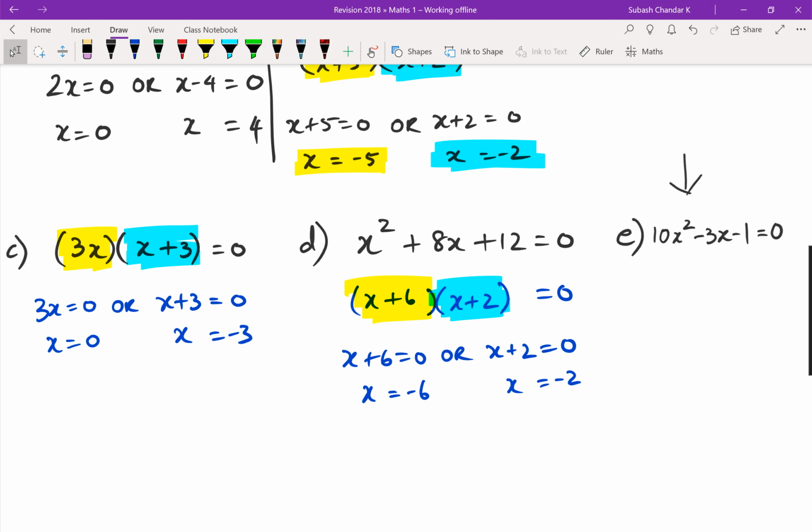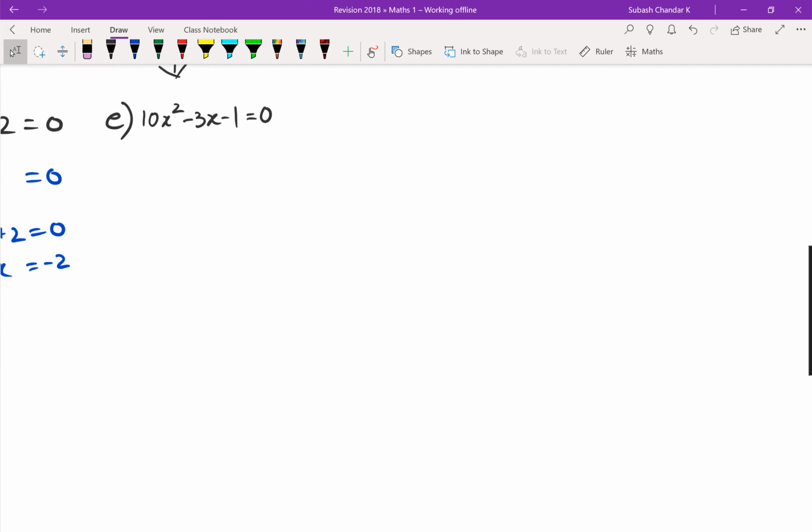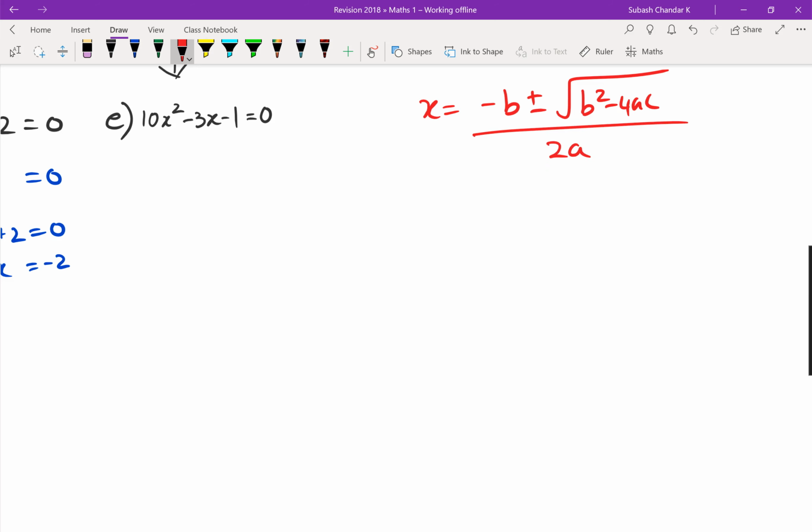Okay, next question E. Now this was something that I put up yesterday with the quadratic formula. I'm going to ask you guys to do this. I don't care if you have not seen this before or don't know how to do it, but if you came to yesterday's session, you should know how to do this. I'm going to put the formula up here. x equals minus b plus or minus the square root of b squared minus 4ac, all over 2a. All right, that's the formula.